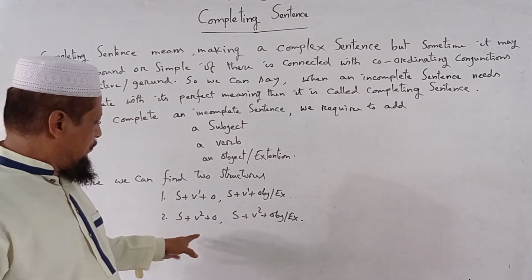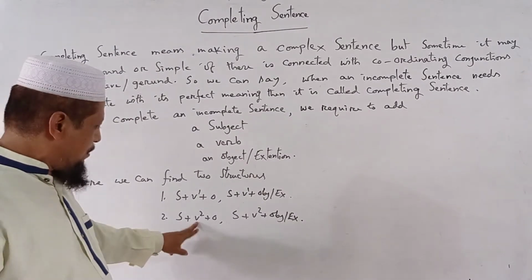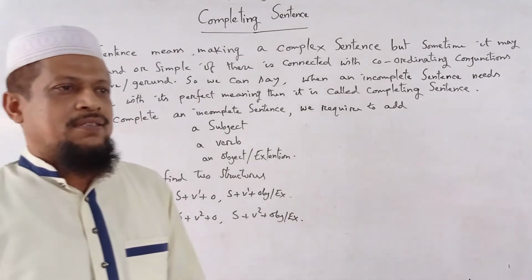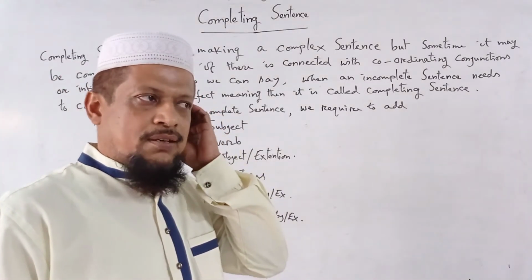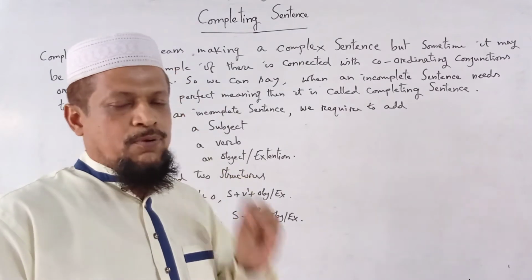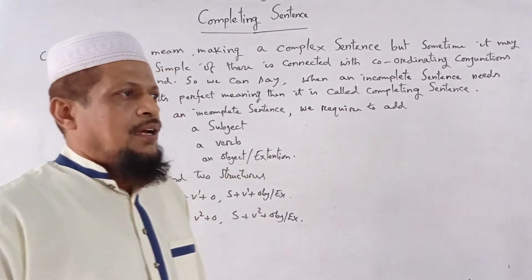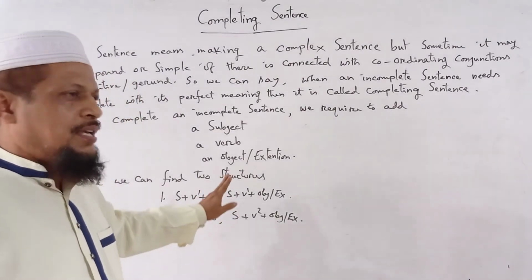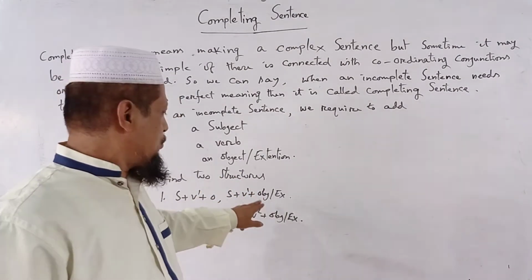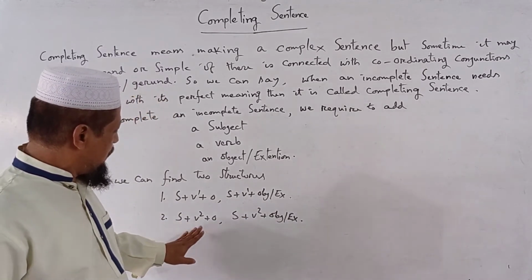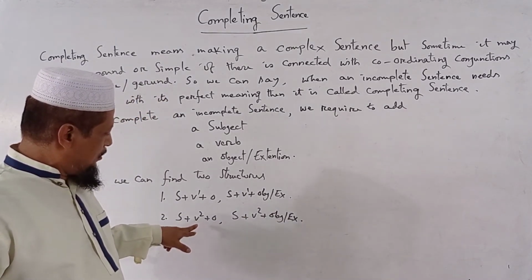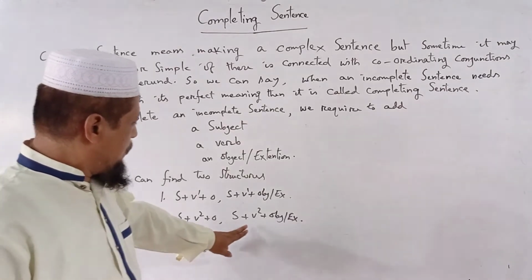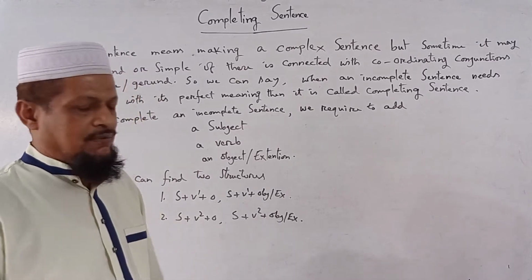If the given verb is past form, then you have to add another past form to complete the sentence. That means you should not change the tense form. You have to follow the original sentence. If the original sentence is present form, then you will need another present form. If the given sentence is in past form, then you have to add another clause with past form.